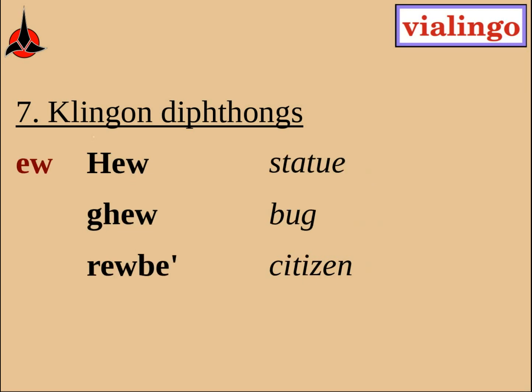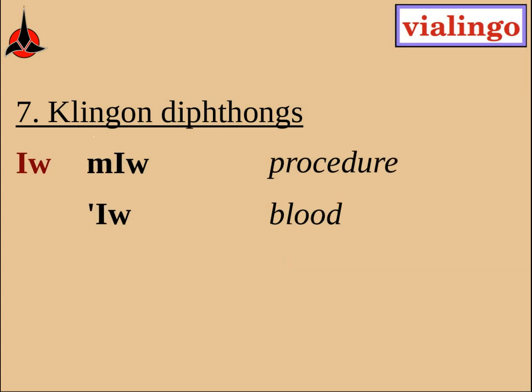The sound written as EW is like the English sounds AU spoken together quickly. Cheo, cheo. Reo, reo. Reobet, reobet. Finally, the sound written as IW is like the English sounds EU spoken together quickly. Mew, mew. Ew, ew. And that's the end of the introduction to Klingon pronunciation.